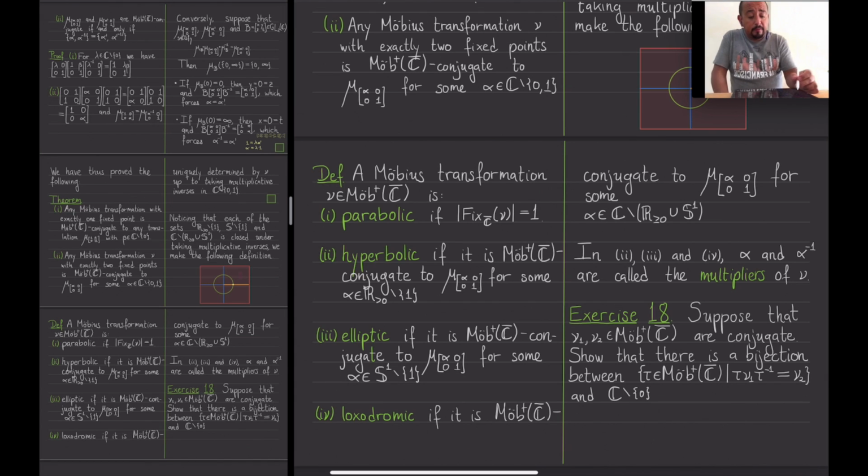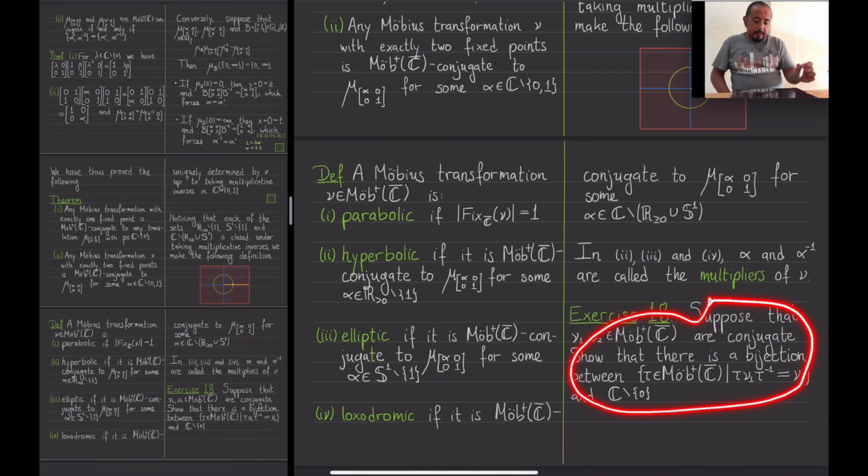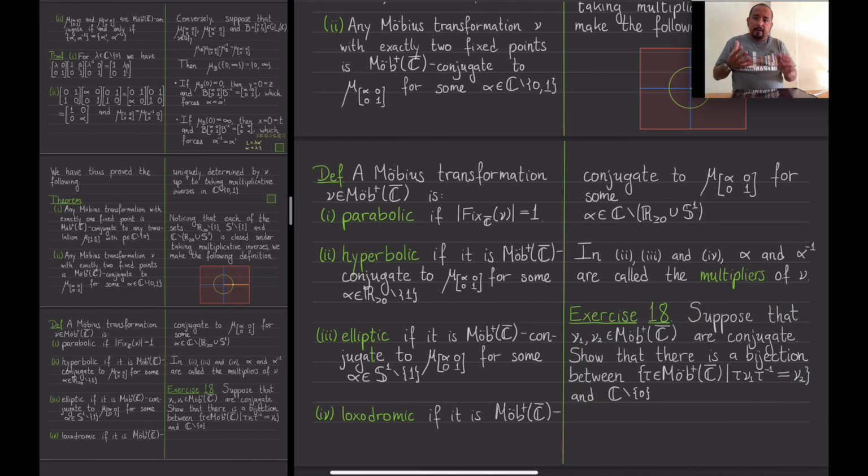Let me give one last exercise. I think this exercise is instructive to get a certain intuitive idea of how conjugation works. Let's say that you have two elements that are conjugate, two Möbius transformations in this case. In general, it would be two elements of a group that are conjugate in the group.